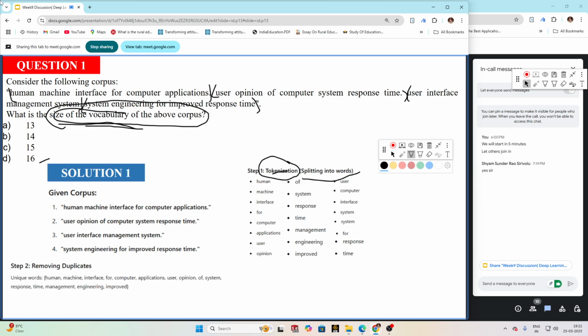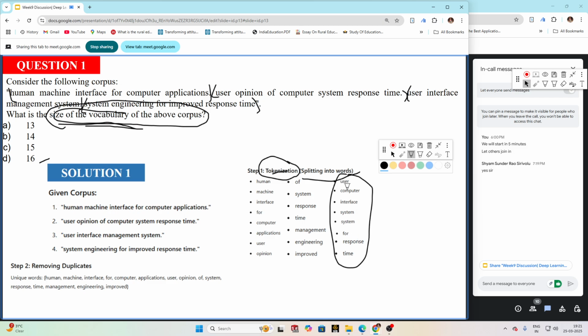So what will be the vocabulary? This will be the vocabulary. Okay, in this row I have written all the repeated words. So these repeated words we should not use in the vocabulary.